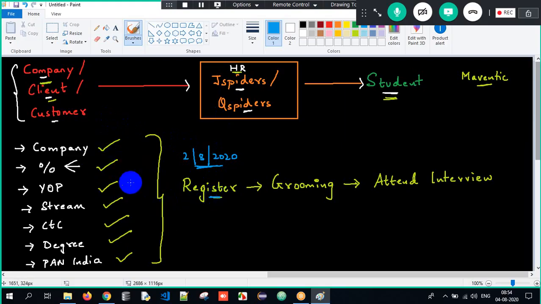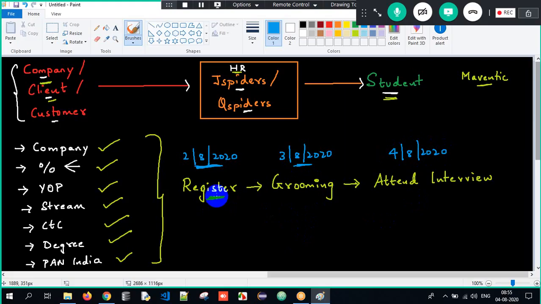If you are eligible, if you're satisfied with the requirement here, you will register on 2/8/2020. Once you have done registration, on 3rd August, we will do grooming based on the company pattern. And on 4th August, you will attend the interview here. Understood here? The interview requirement came.